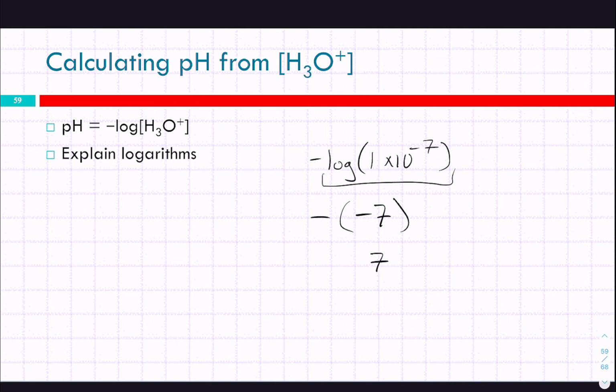So if we want to go the other way to get back to what our original number was, we take 10 and we raise 10 to whatever our negative pH is. So 10 raised to the negative 7 gets us back to our original number.